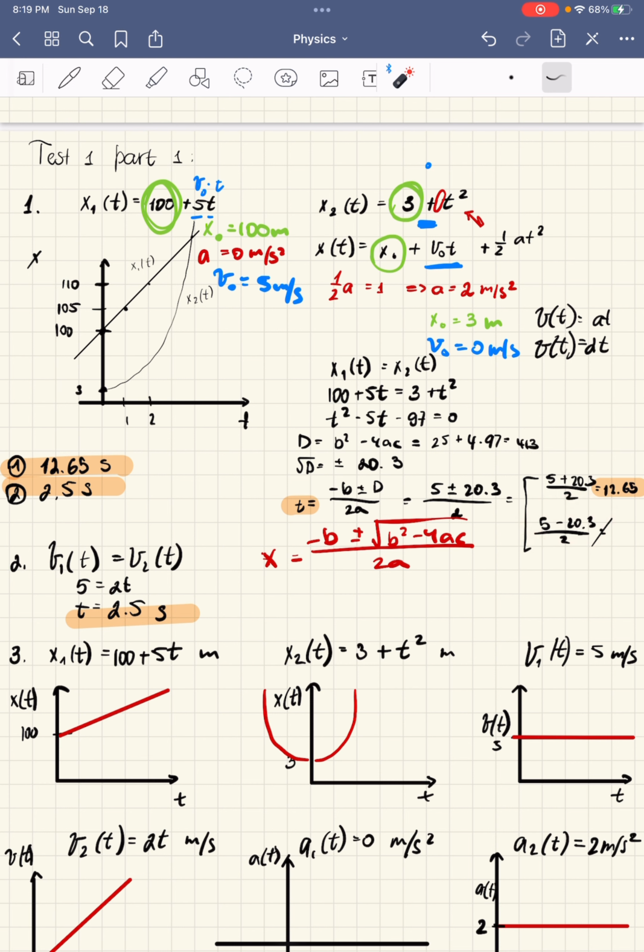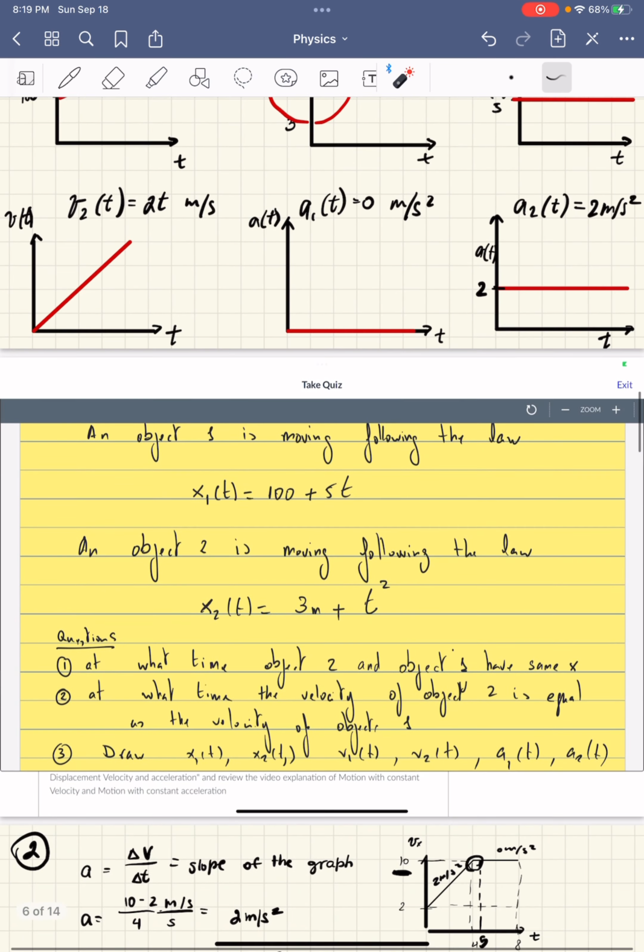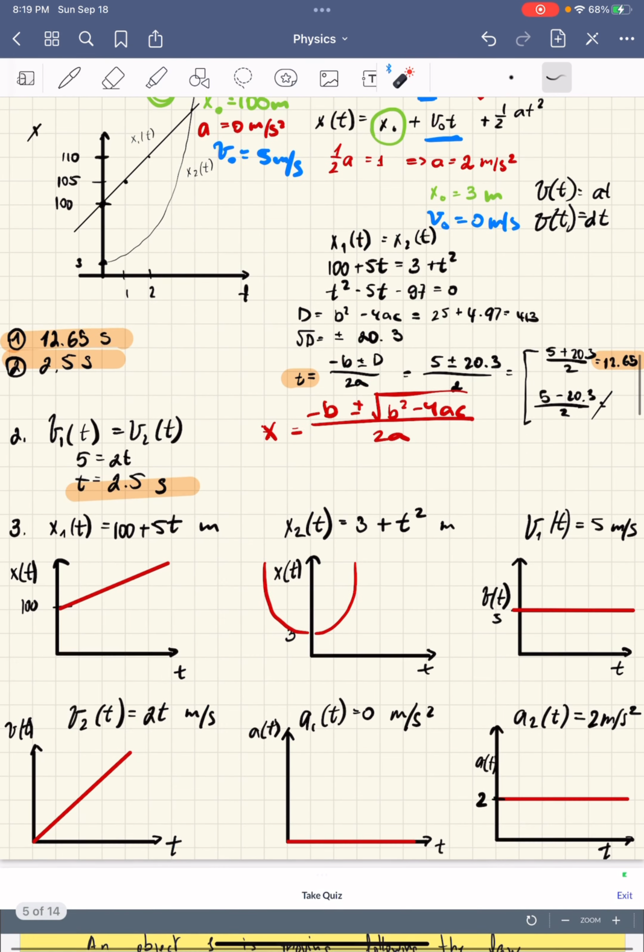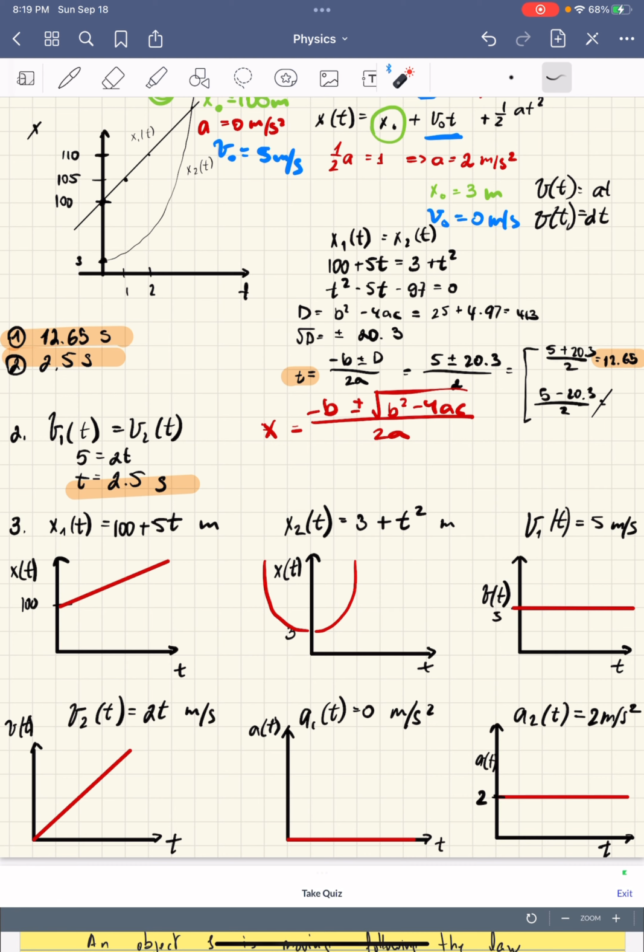But since I have here 5 minus 20.3 divided by 2, it means that I will have a negative number. But we cannot have a negative number here since it's time, and time cannot be less than 0. So I decided to solve only the first one, and it was equal to 12.65, which means that at 12.65 seconds, these 2 objects will be at the same position. So I put the answer right here.